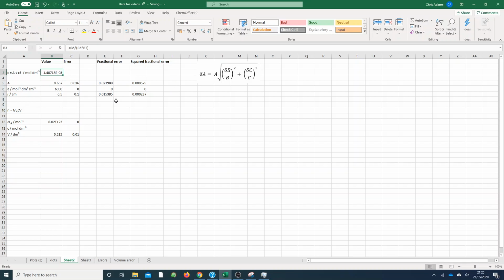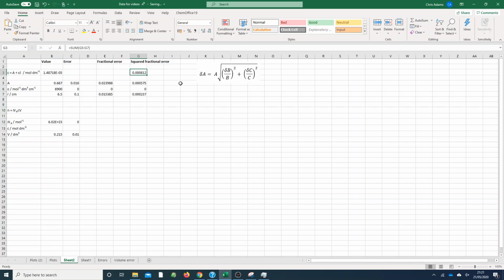But the purpose of this exercise is to calculate the error. Now, if you look over here, what I need to do is add together all the individual squares of the fractional errors. So that's delta B over B squared plus delta C over C squared plus any others. So that's these numbers here in cells G5 to G7. So in that cell there, I'm going to do equals sum. Select those cells there, close brackets, press enter. That's the sum of the squared fractional errors.